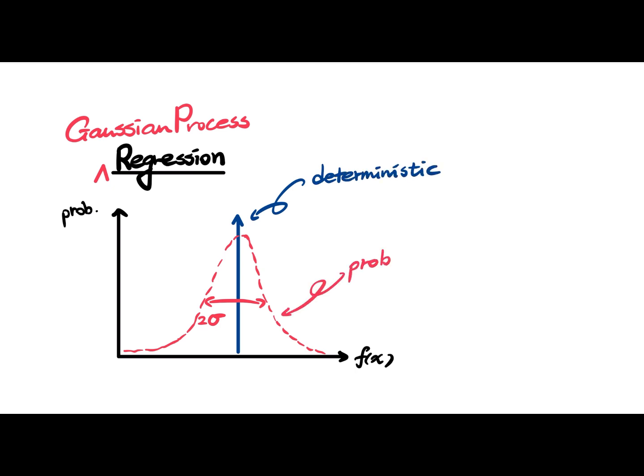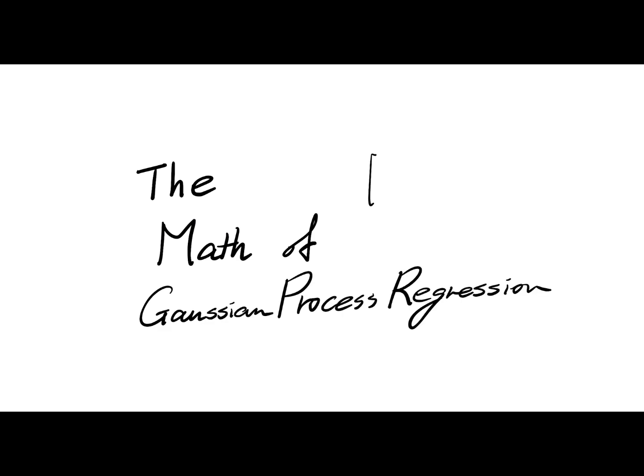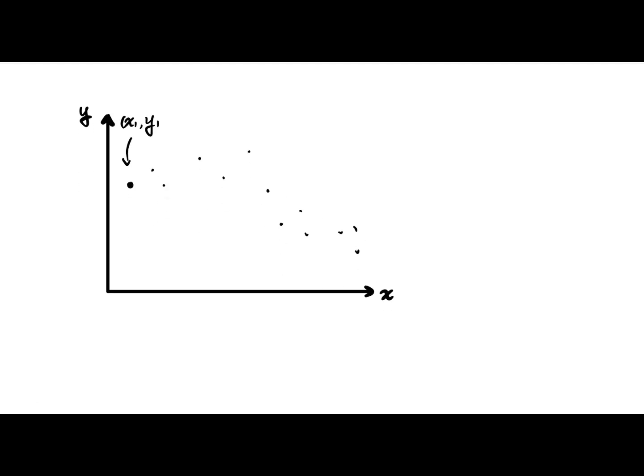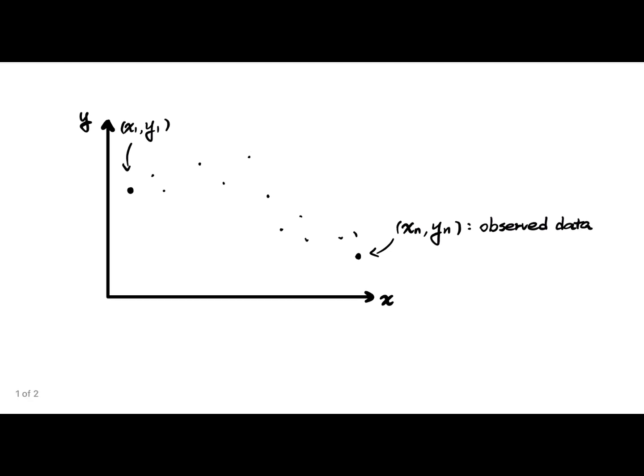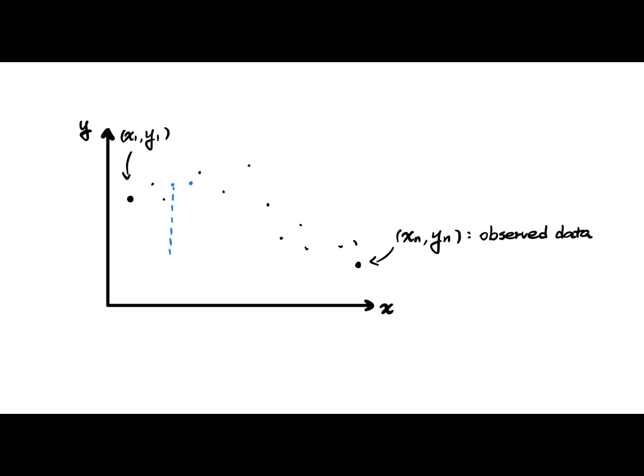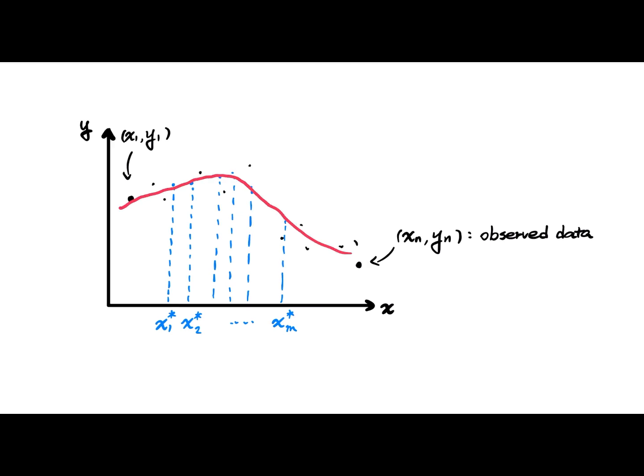Now, let us dive straight into the math. Suppose we have n observed data points denoted by x1, y1 to xn, yn. We want to obtain an estimate on the endpoints f of x star 1 to f of x star m, where x star i's are not observed. The function f is the underlying true function that relates x and y.